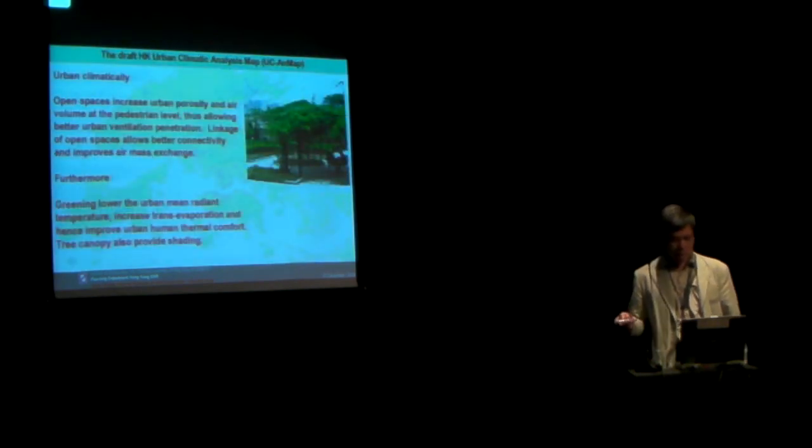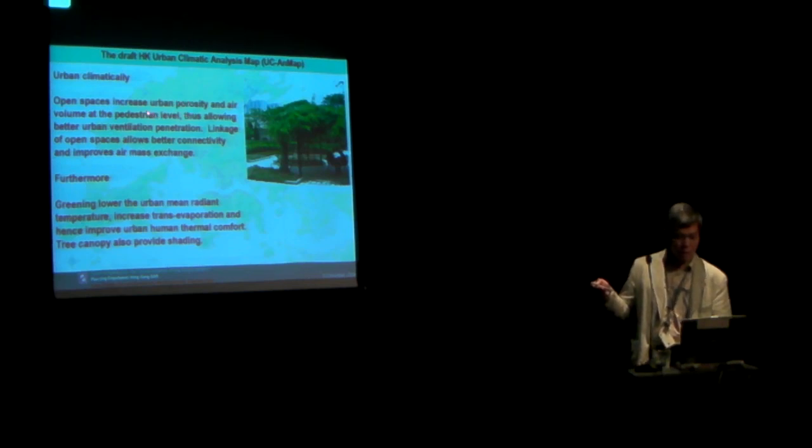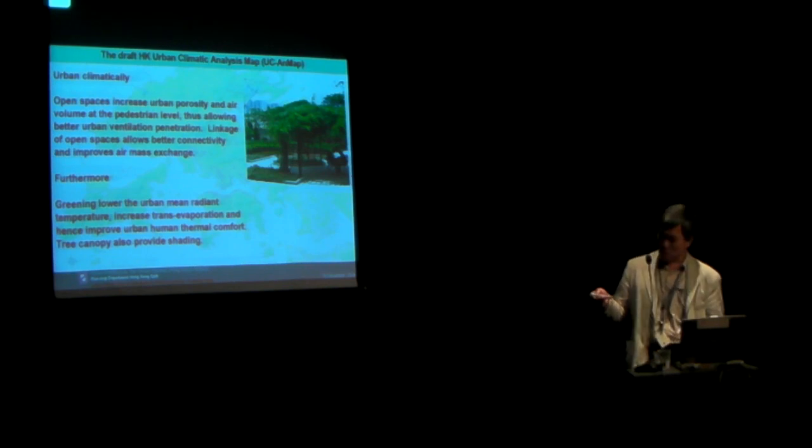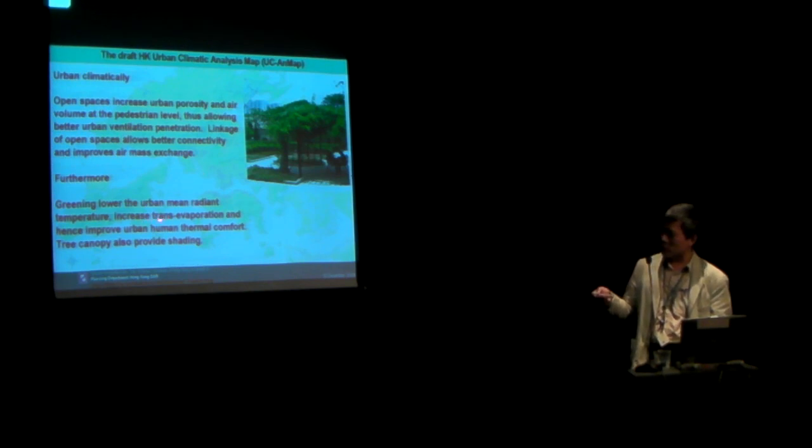Now, okay, urban climate play, last slide. Open space, scientifically speaking, increases urban porosity and air volume at the ground level, allowing better ventilation. Linkage allows better connectivity and improves what we call the air mass exchange, so air can move through. Now, greening lowers the urban mean radiant temperature, the radiation coming back to you. It increases the transpiration, increasing the heat transfer from sensible heat to latent heat. Therefore, you don't feel latent heat, but you feel sensible heat. The trees allow the heat to be translated from the sensible to latent, and therefore improve urban comfort.